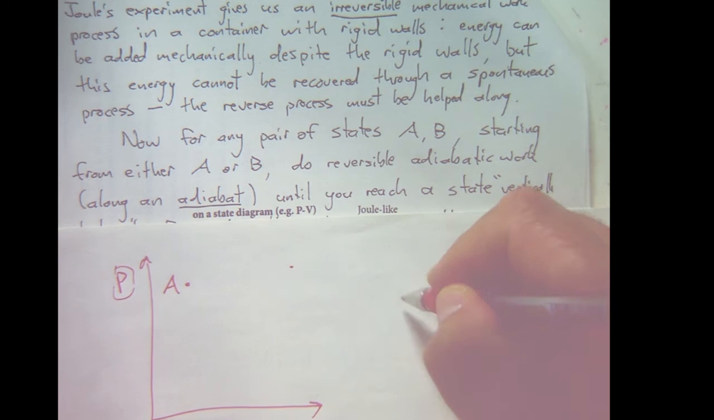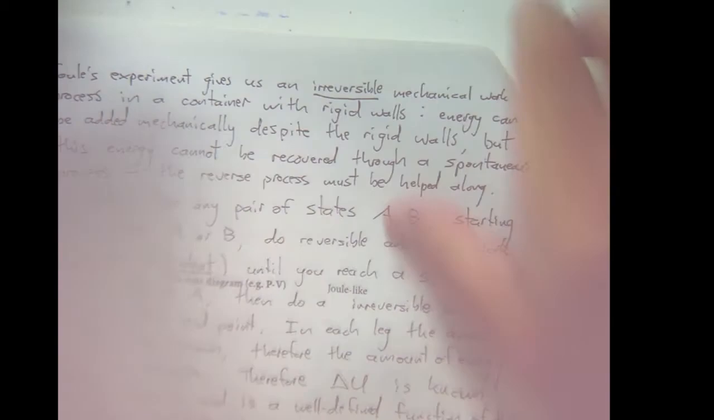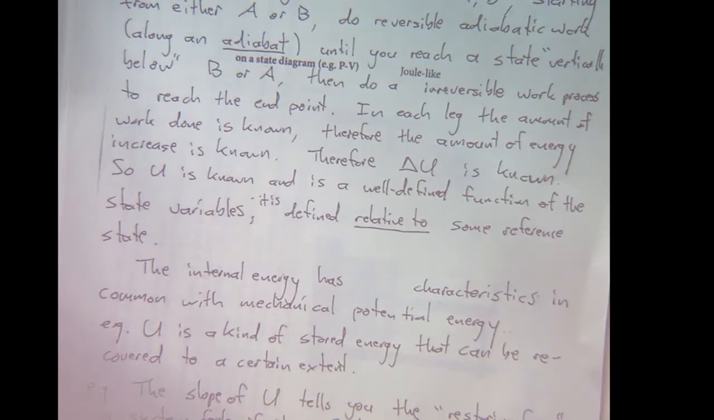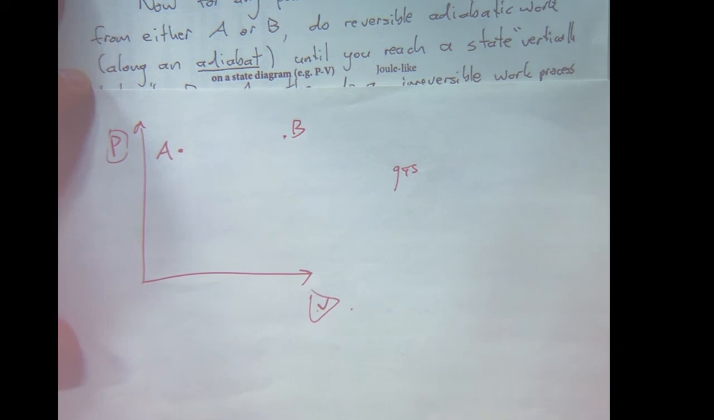Let's see what Callen did. It is pressure and volume. So we start off the state diagram of pressure and volume, and any two points, A and B, let's say B is there and A is there. All right, so what you do, you start off at A.